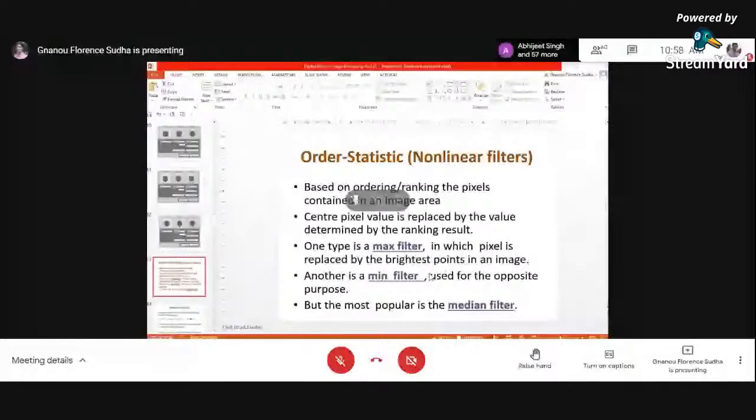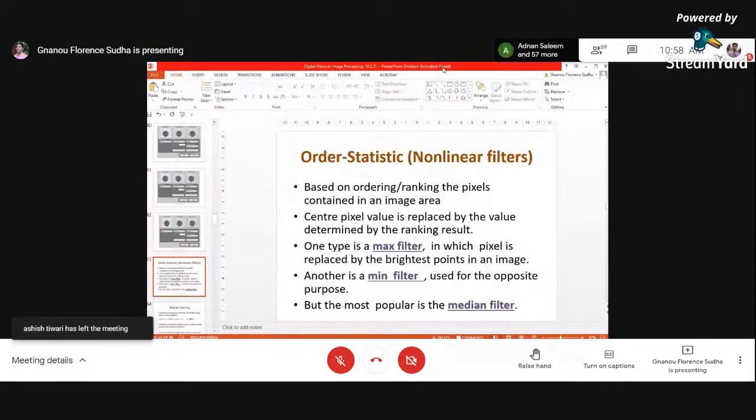Value of the pixel. So once again, you take your image window and you take the maximum value, then we call it a max filter. You take 9 pixels and arrange them, you take the minimum value, replace all the 9 pixels by the minimum value, then such a filter is going to be called a min filter.